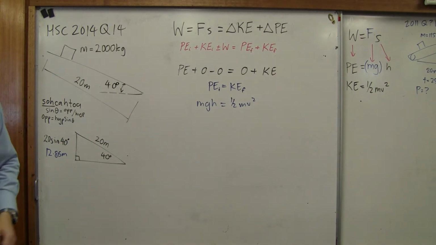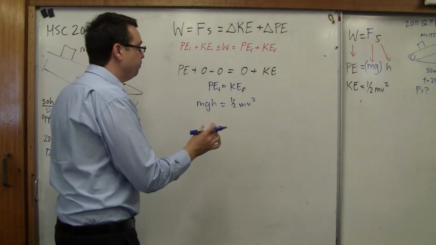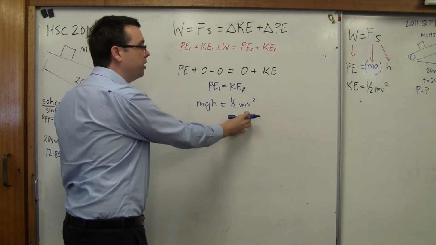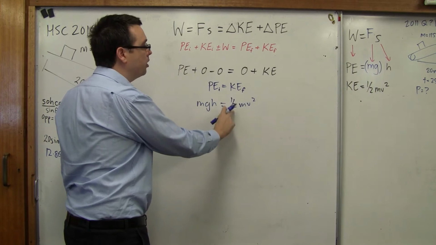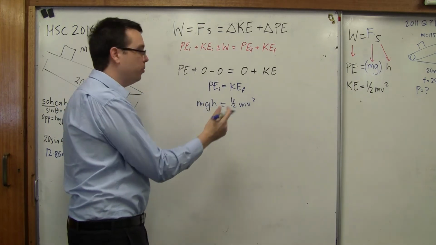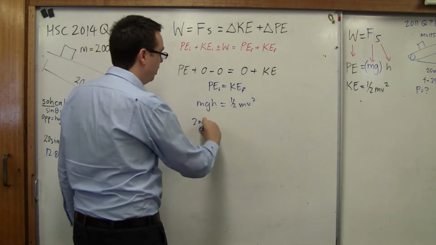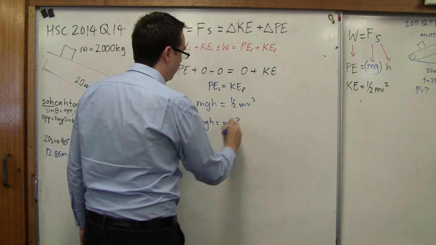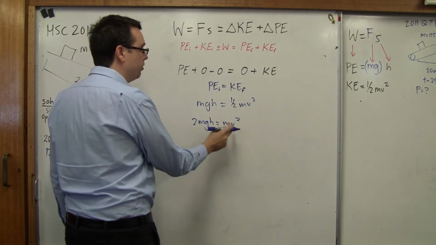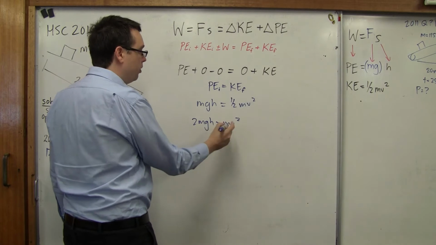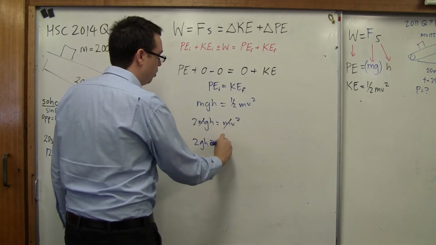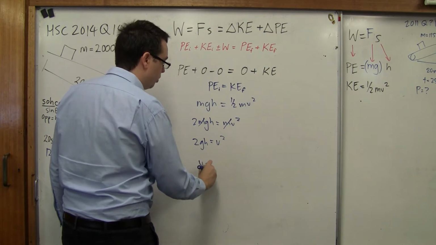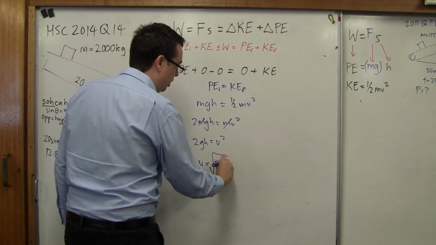It's asking us to find velocity. So what we can do here is rewrite this formula. To rewrite this formula, we want to get rid of the half to start off with. If we multiply both sides by 2, we get 2mgh equals mv squared. Then we can divide both sides by m. When we divide both sides by m, we get 2gh equals v squared. So to get v, we want to do the square root of 2gh.